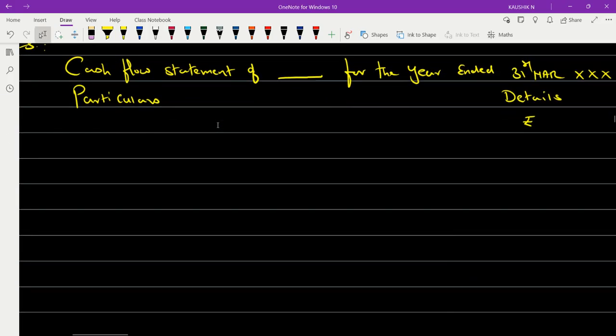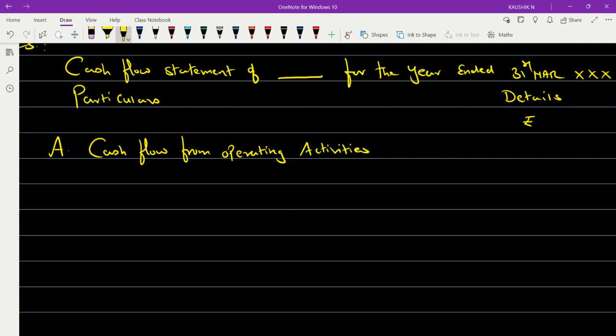So the first activity you are going to record here with the heading A, cash flow from operating activities. So under this, what are we going to record? Under this, the first and foremost item is net profit, which is nothing but surplus.